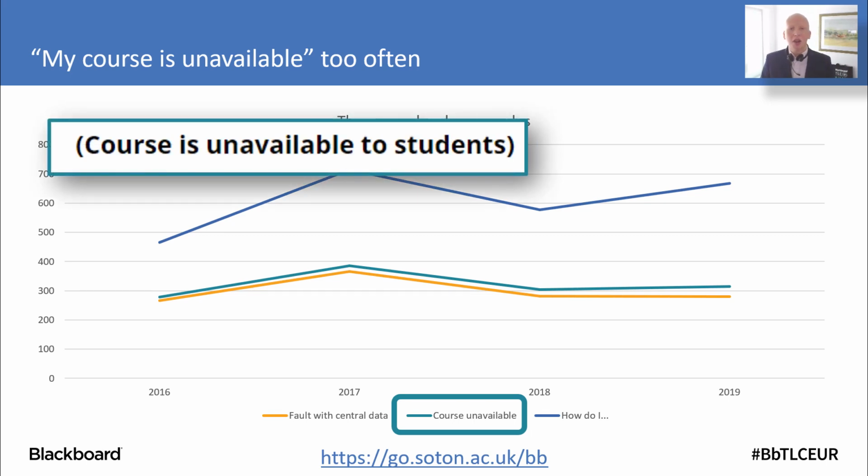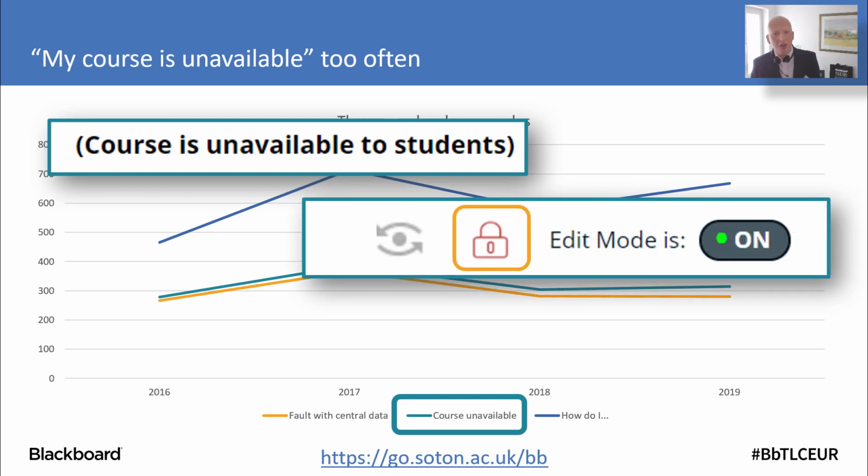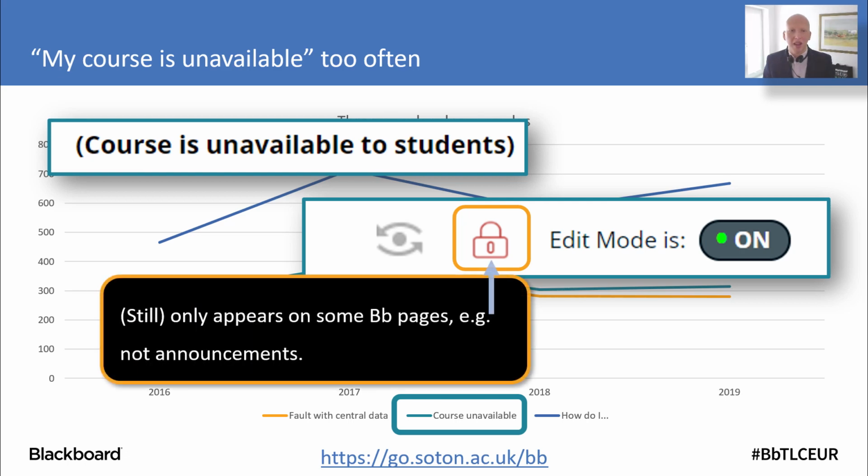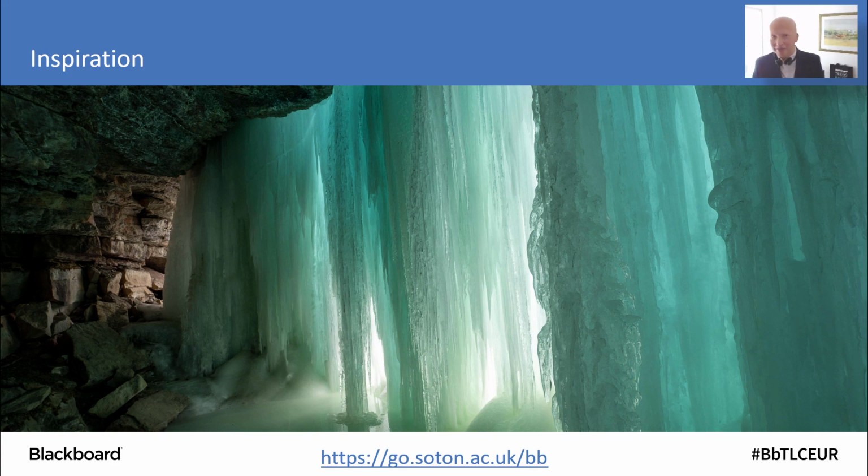Now you know that Blackboard have added extra things to try and make it more obvious to people that their course is not available to students. And most recently they've added this little padlock which appears when a course is unavailable. But that still only appears on some Blackboard pages, and it doesn't appear on the announcements page. And the announcements page is our default course entry point. So that is the place where we need it to be most. And this padlock has been within the Blackboard interface for maybe 3 years or more by now, and it still isn't on the announcements page. So, calm down for a moment.